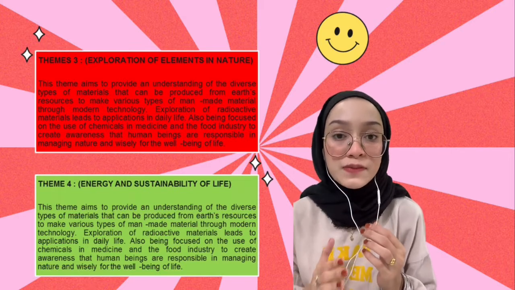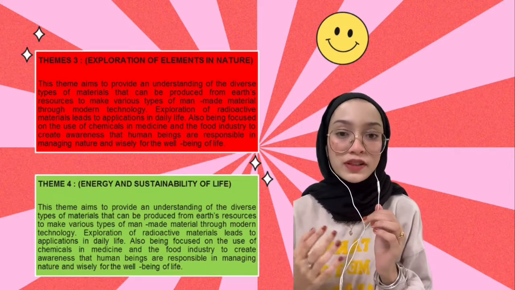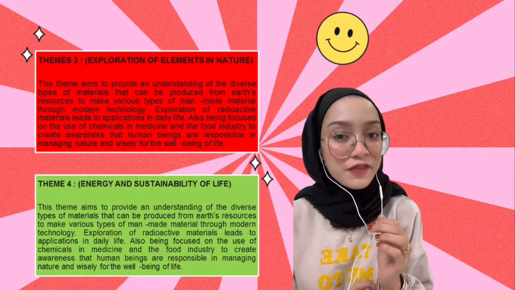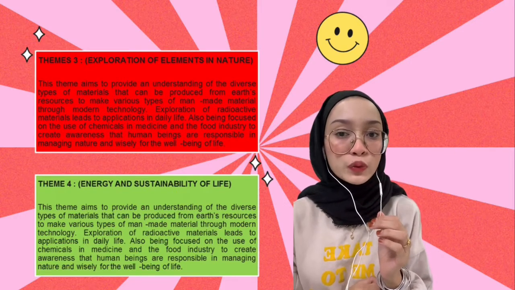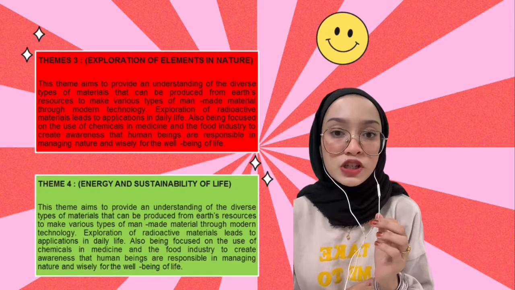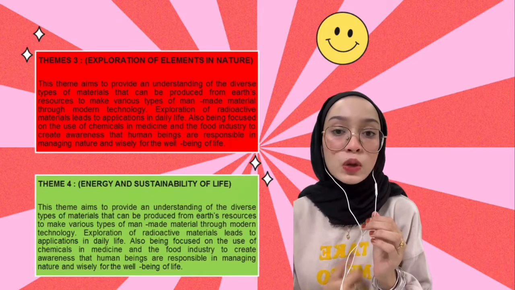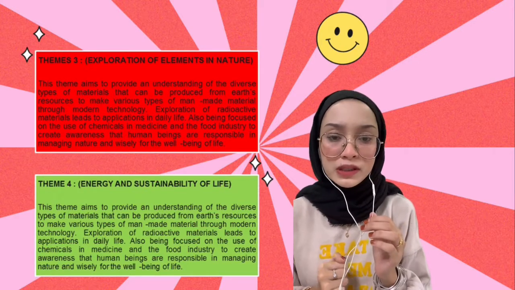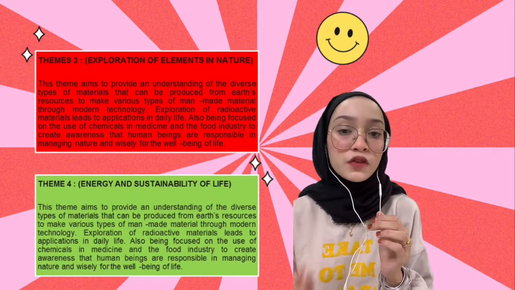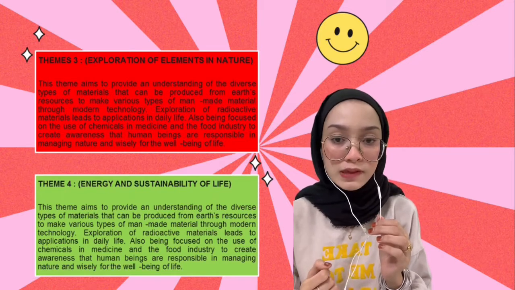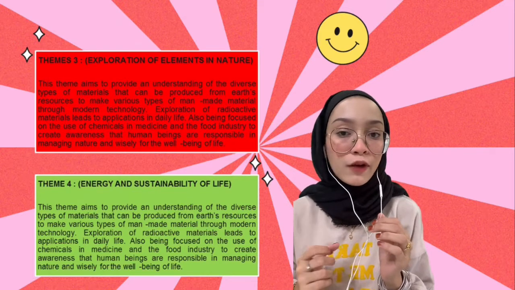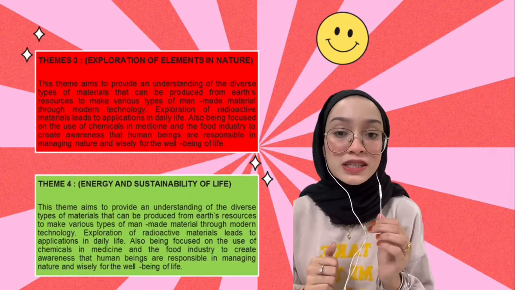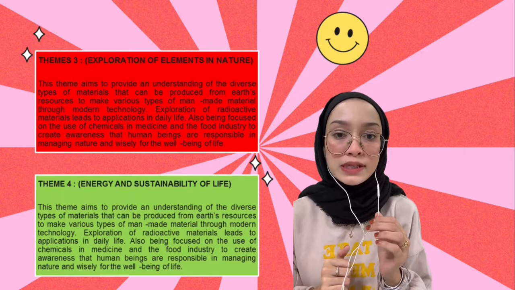Now let's move to theme 3, which is exploration of elements in nature. This theme aims to provide an understanding of the diverse types of materials that can be produced from Earth's resources to make various types of man-made material through modern technology. Exploration of radioactive materials leads to applications in daily life, also focusing on the use of chemicals in medicine and the food industry, to create awareness that human beings are responsible for managing nature wisely for the well-being of life.